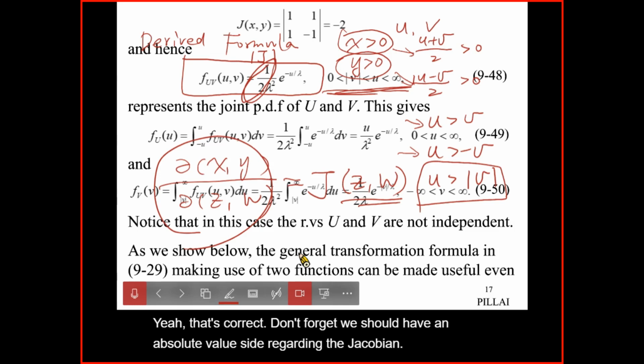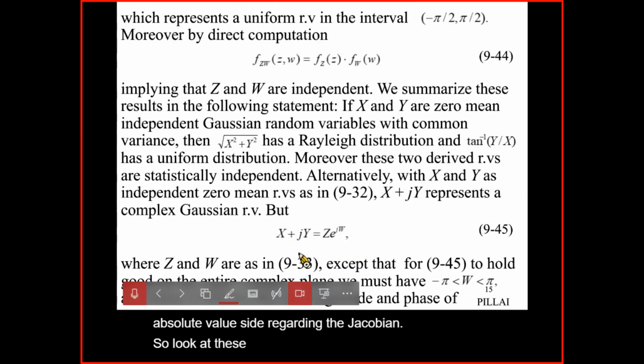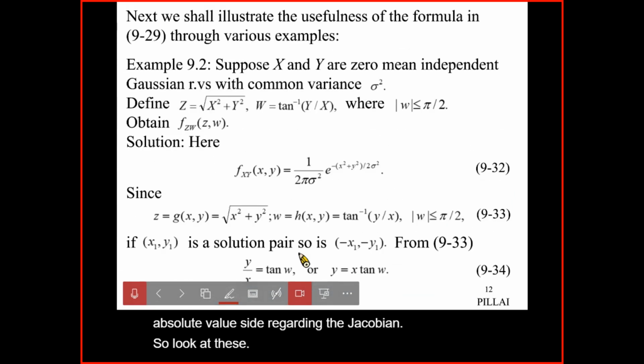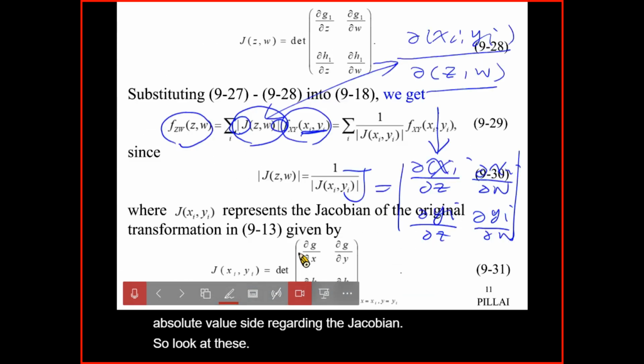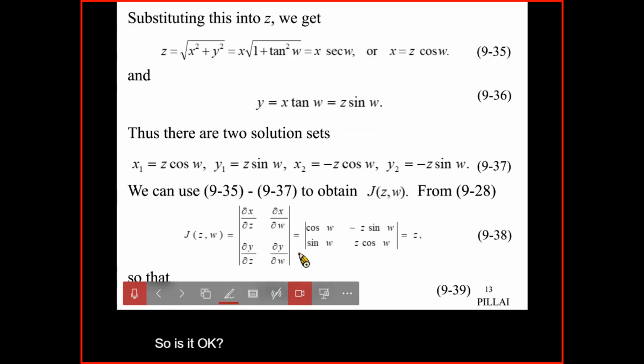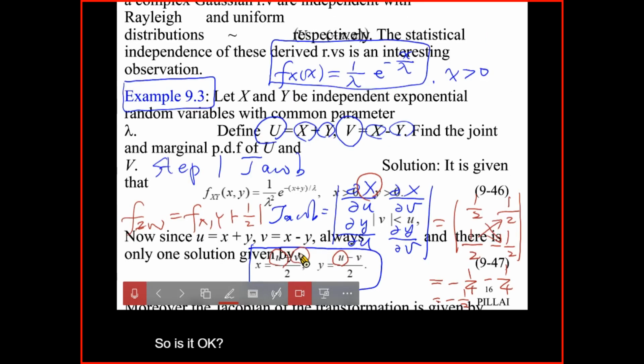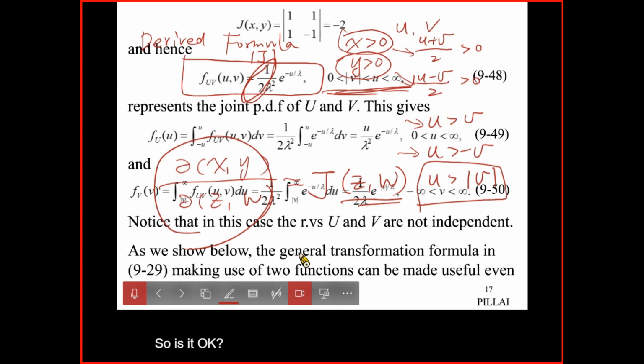So look at this. Is it okay? Check it again about the range. Is it okay for you about the range?